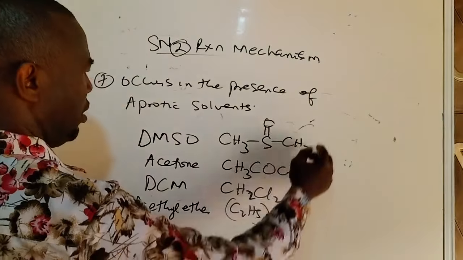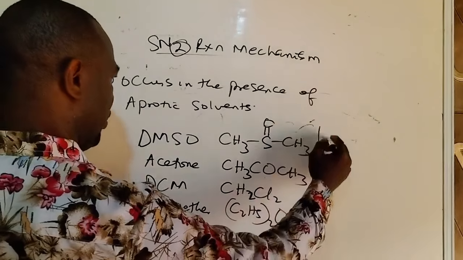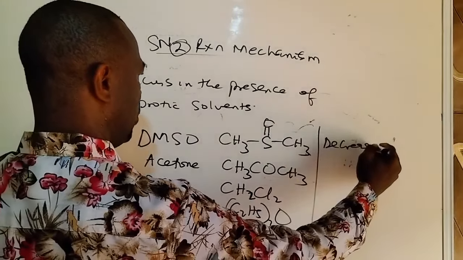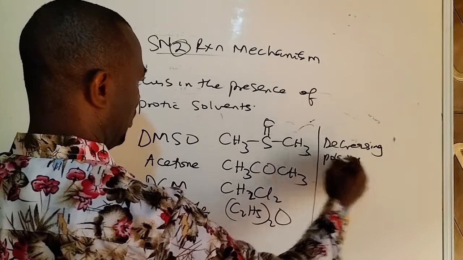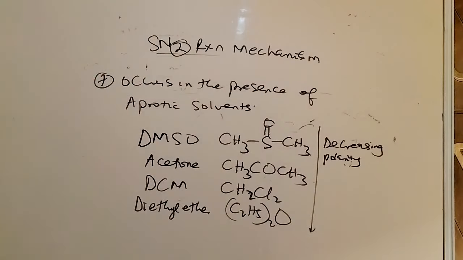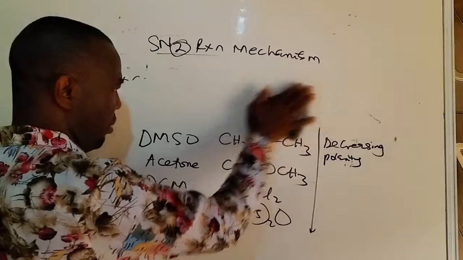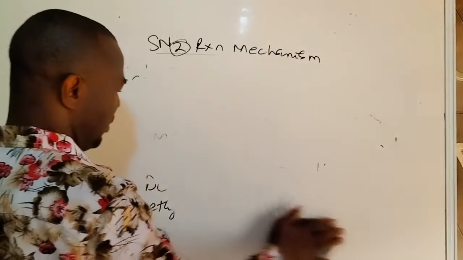So this is in order of decreasing polarity, from the most polar to the least polar. So SN2 reactions occur in the presence of these solvents. Any reaction that involves alkyl halides where these solvents are used will normally take place by the SN2 reaction mechanism. Having introduced the SN2 reaction mechanism, we're now going to take at least two examples to illustrate it.